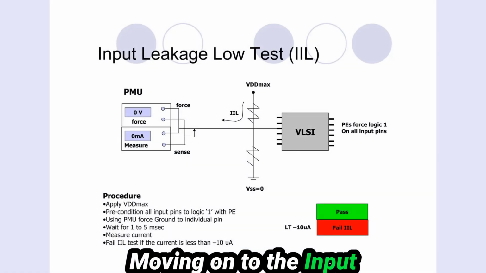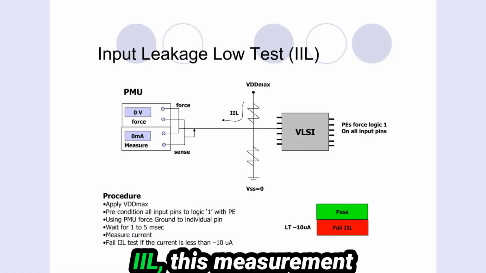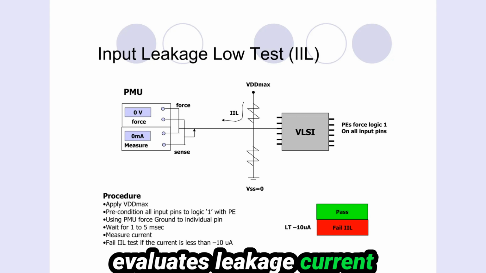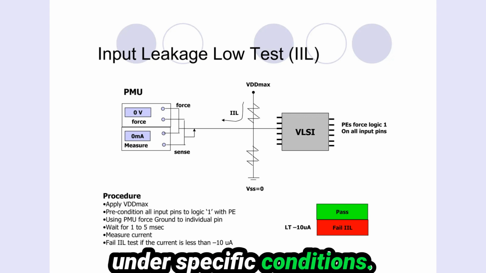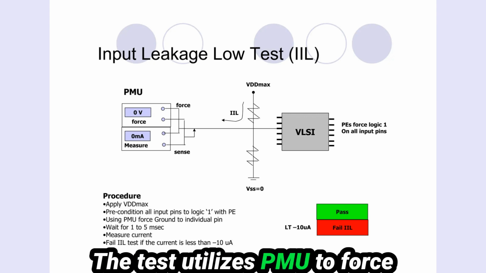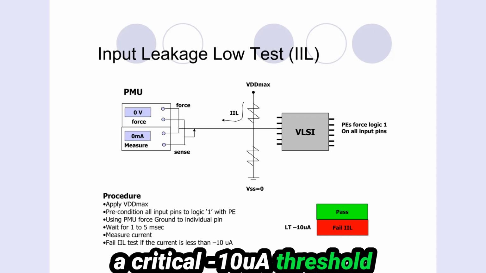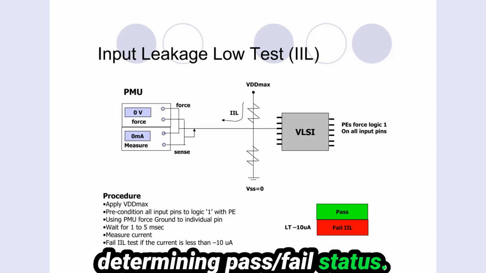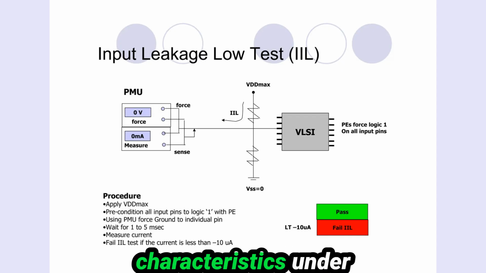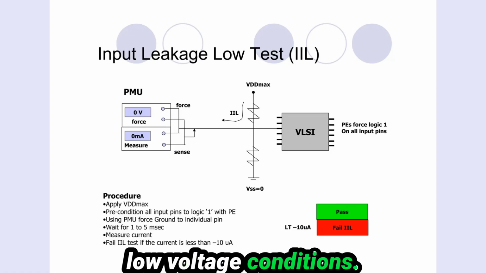Moving on to the input leakage low test, or IIL, this measurement evaluates leakage current under specific conditions. The test utilizes PMU to force ground to individual pins, with a critical minus 10 milliamp threshold determining pass-fail status. This ensures proper input characteristics under low voltage conditions.